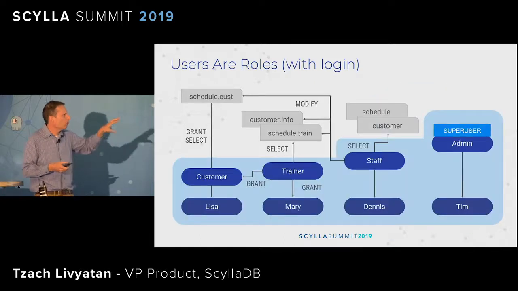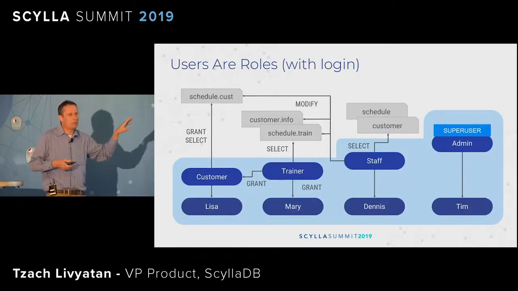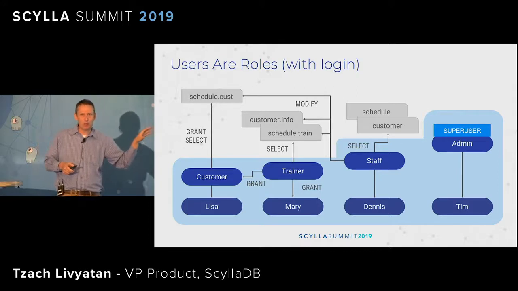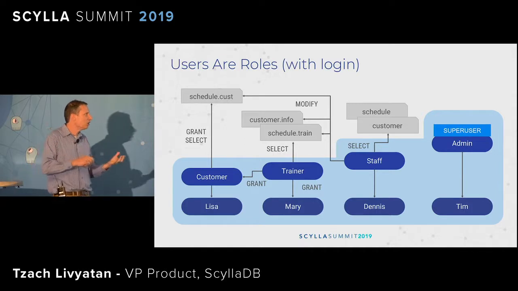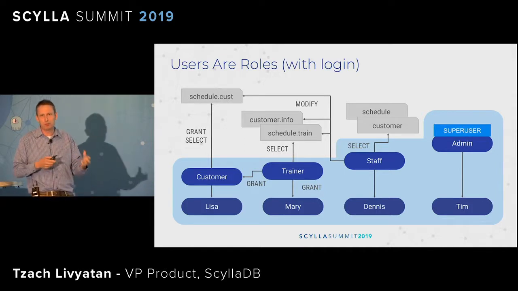I won't go over all the details of this example. It's part of the documentation. In the documentation, we give an elaborate example of a gym with trainers and trainees and staff and admin. Each of them has slightly different permissions on different tables and can do different actions on each of the tables.